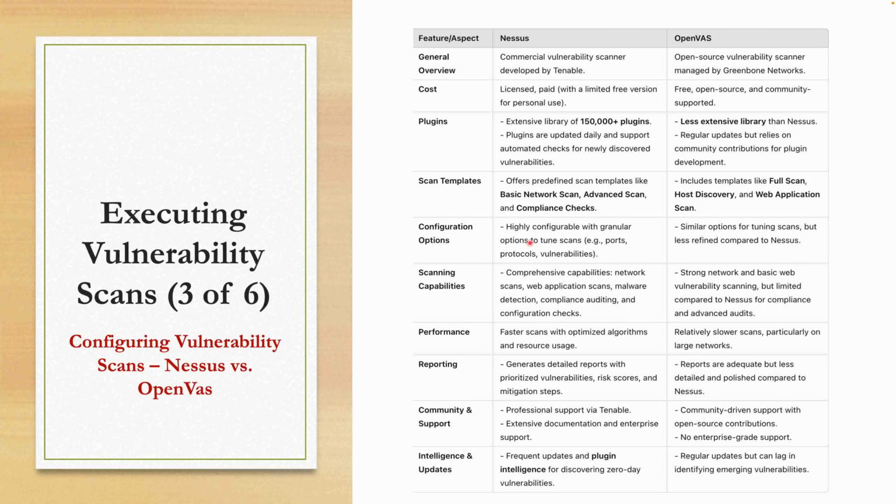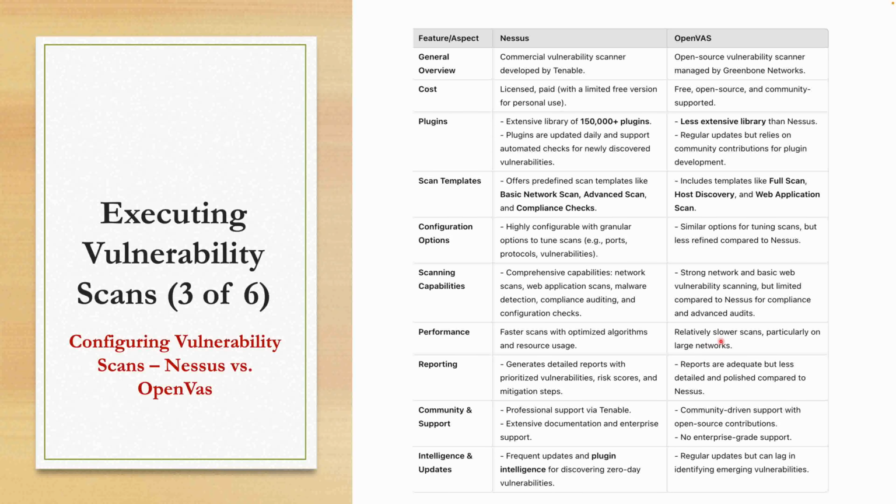Nessus is excellent when it comes to configuring certain options to fine-tune scans, and OpenVAS also has very nice features, but it's less refined compared to Nessus. The scanning capabilities of Nessus are amazing. I mean, it can scan web applications, do malware detection, compliance auditing, configuration checks, even mobile. OpenVAS has less. Nessus is very fast with optimized algorithms and resource usage.